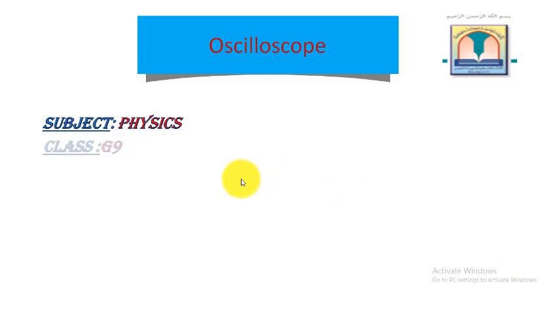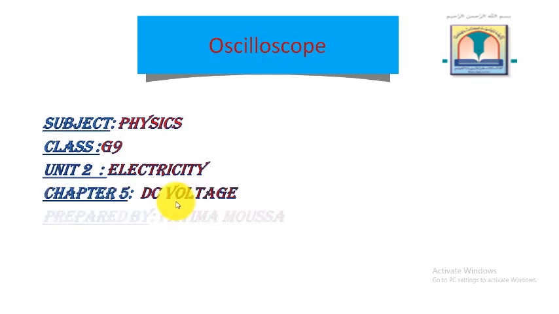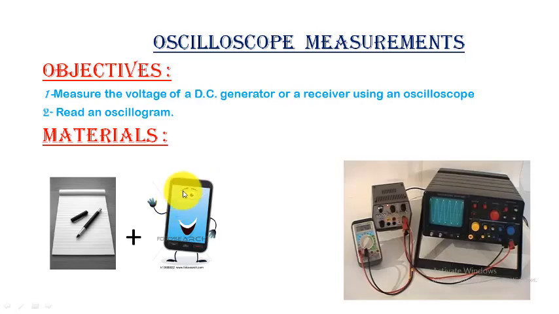Today we'll continue explaining chapter number 5 in electricity entitled DC voltage. At the end of this video, you will be able to measure the voltage of a DC generator or a receiver using an oscilloscope, and also you will be able to read an oscillogram. All I need from you is to bring your notebook, your pen in order to take some notes, and your smartphone or your tab.